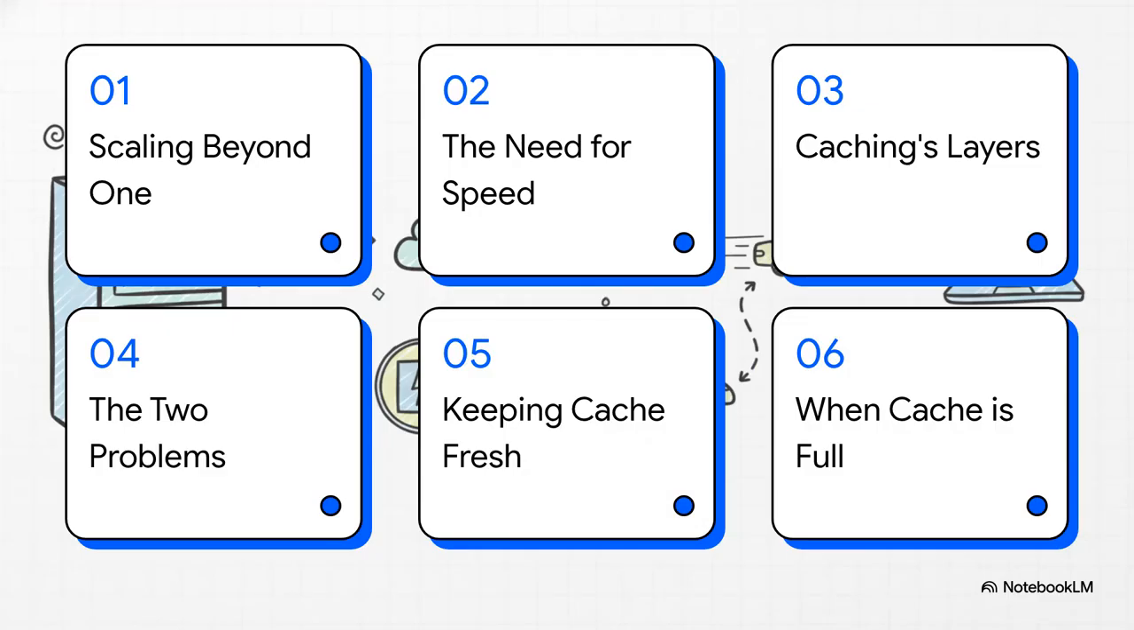All right, so here's the game plan. We're going to start with why we even need caching in the first place. Then we'll dive into all the different layers it operates on. And finally, and this is the juicy part, we'll tackle the big, tricky problems that caching creates. And of course, how engineers get around them.